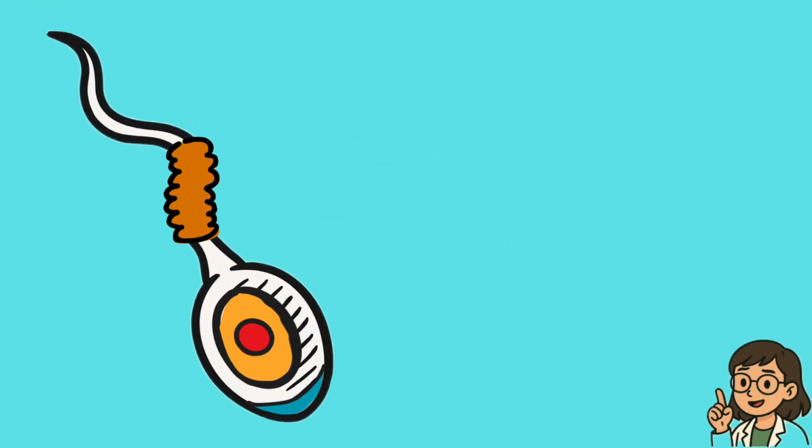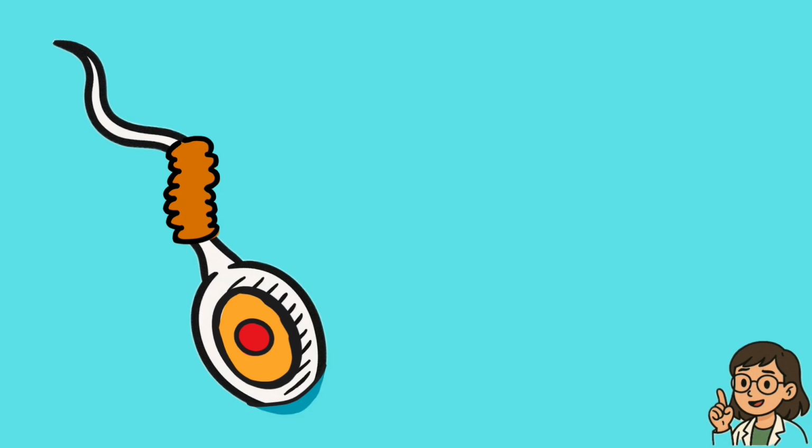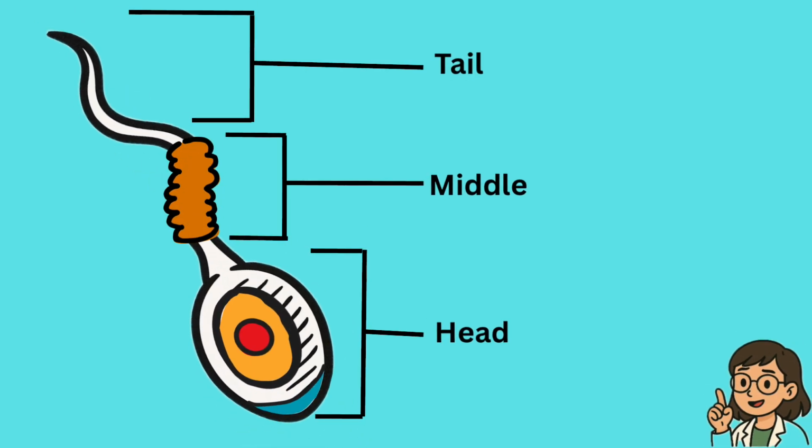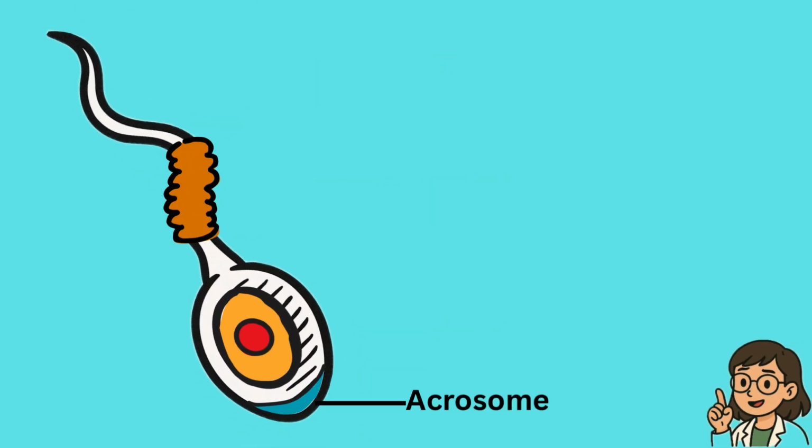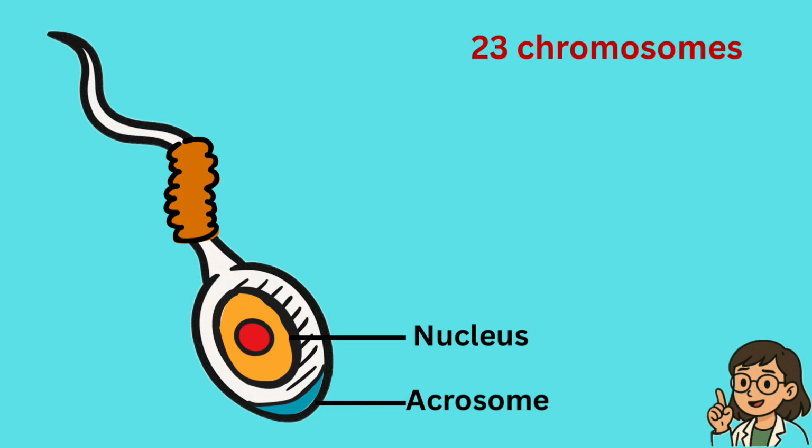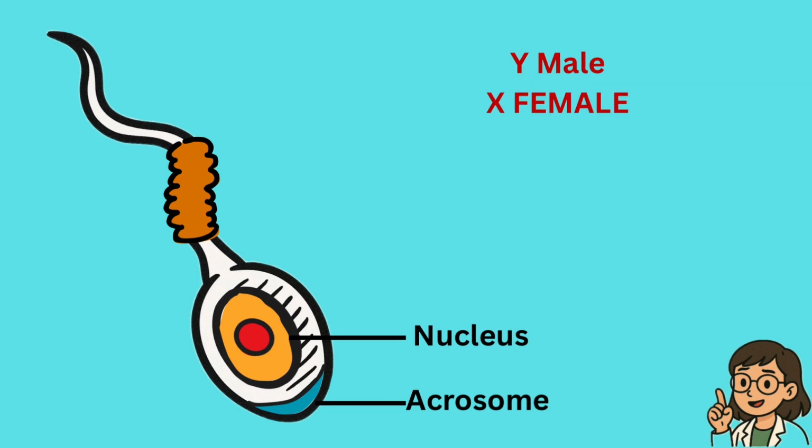This is a sperm cell. It is divided into three parts: the head, middle, and tail. In the head region, we have the acrosome and nucleus. The acrosome has enzymes that dissolve the egg cell walls for fertilization, and the nucleus contains the genetic information: 23 chromosomes, 22 autosomes, and one sex chromosome, either Y for male or X for female.